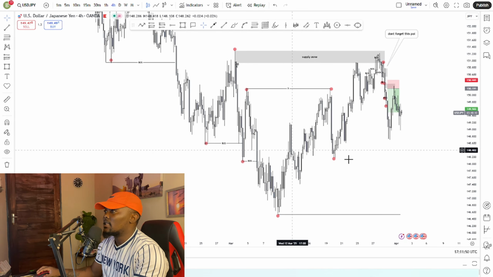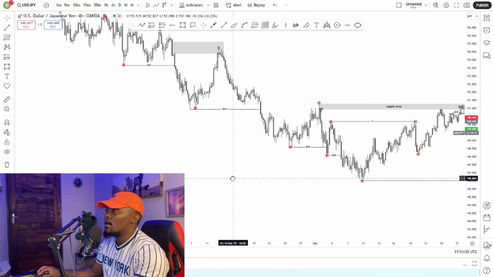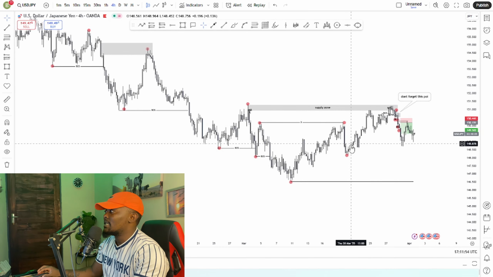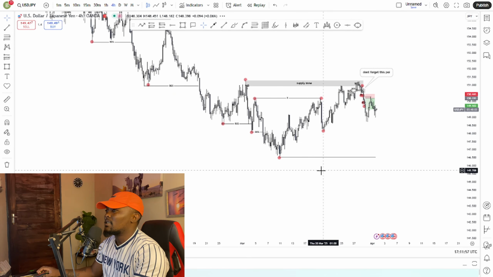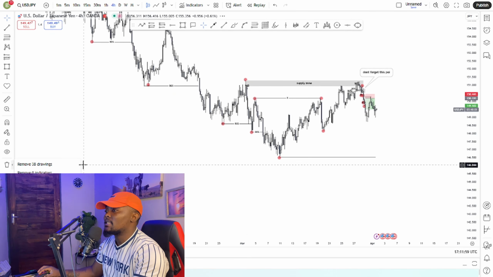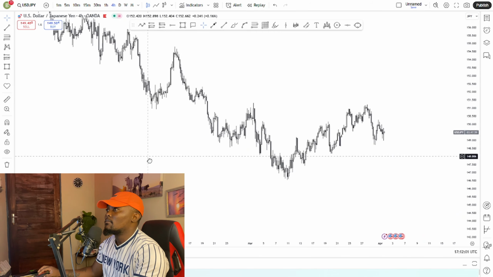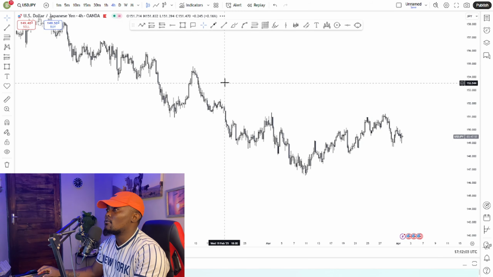So we can just move over to the daily time, to the 4-hour time frame, so that you can just see the overall process of how I got to analyze each and everything here. So I'm just gonna remove everything so that you can understand, guys. So as you can see here, this is the overall structure.